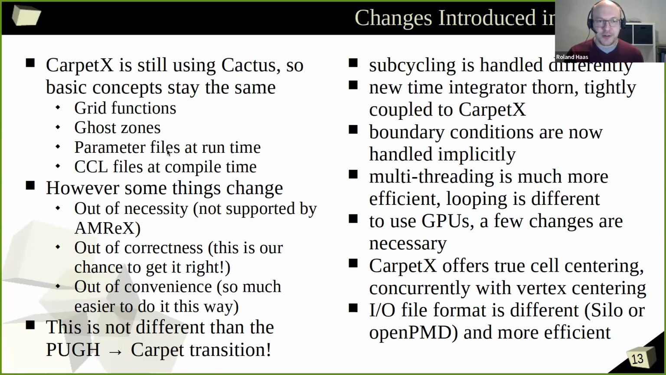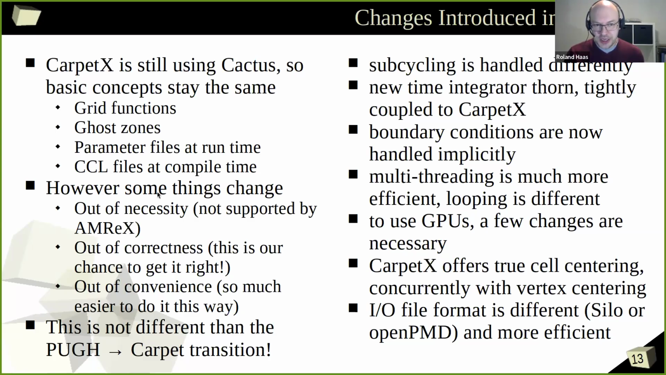You still use parameter files to control what's going on at runtime, and Cactus Configuration Language files to control things at compile time. So that's your param.ccl, interface.ccl, and schedule.ccl. So these all exist. They just have a little bit different information in there.